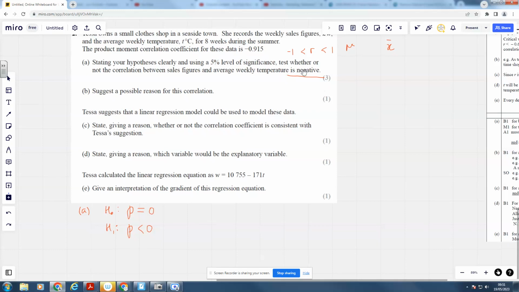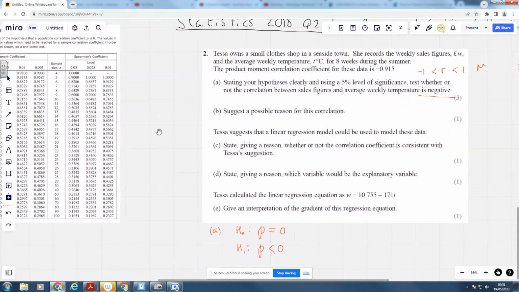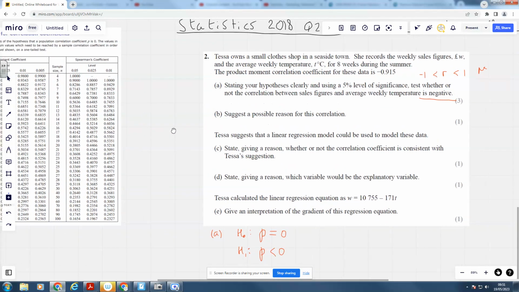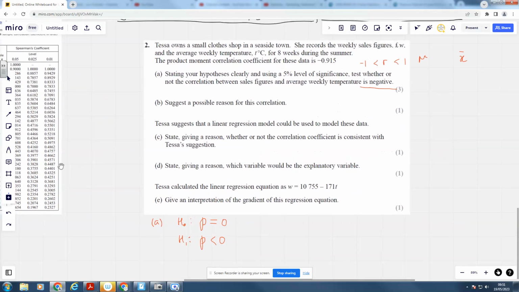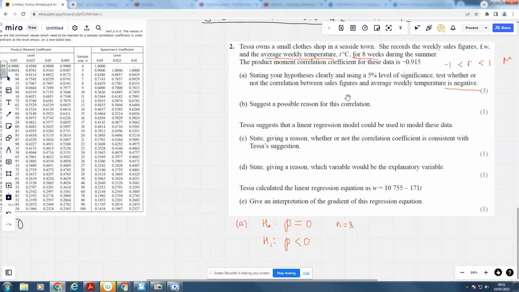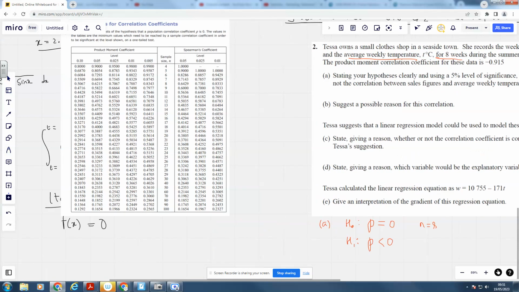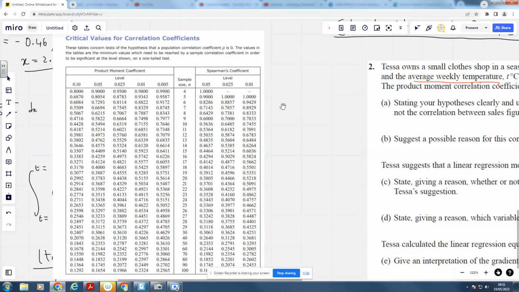Using the 5% level of significance, test whether or not the correlation between sales figures is negative. Okay, so now we're going to think, how many items of data did we have? Well, they did it for 8 weeks. It was average weekly temperature for 8 weeks, which means there are 8 items of data. So n equals 8. And so I'm testing a one-tailed test at 5%, and the sample size is n equals 8. You're going to have to go to this, which is in the formula book. It's critical values for correlation coefficients. Go across at 8. We want 5%. The relevant value is 0.6215. But these are all the positive values, and we want the negative ones.